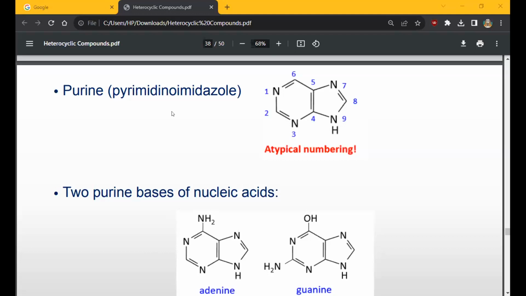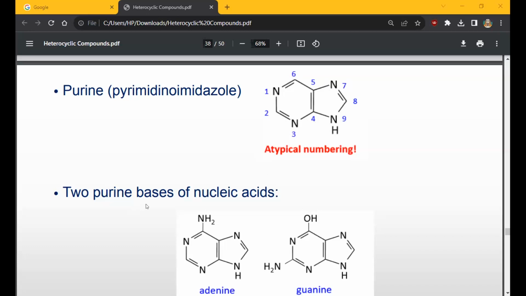Okay, so purine, also known as pyrimidinol. This is the structure. The numbering starts from the main heterocyclic compound. So here the counting starts from this point here, and then we continue. We want this nitrogen to have the lowest numbering, so we go clockwise direction. So we start here 1, 2, 3, all the way till we come back and finish.